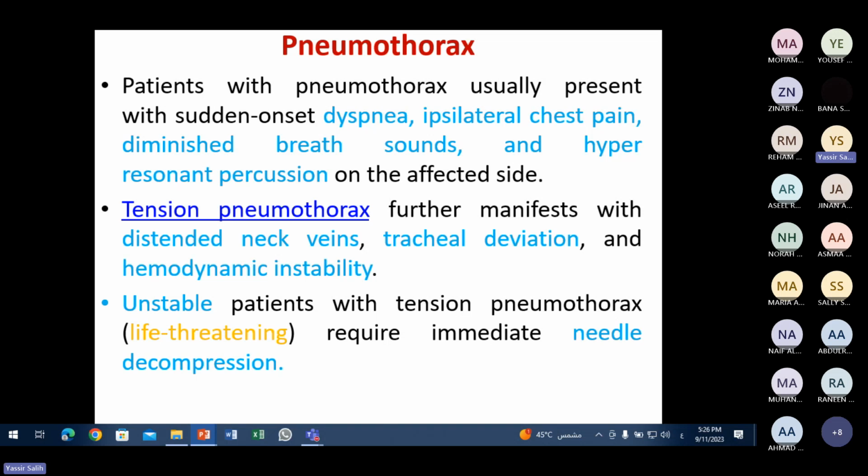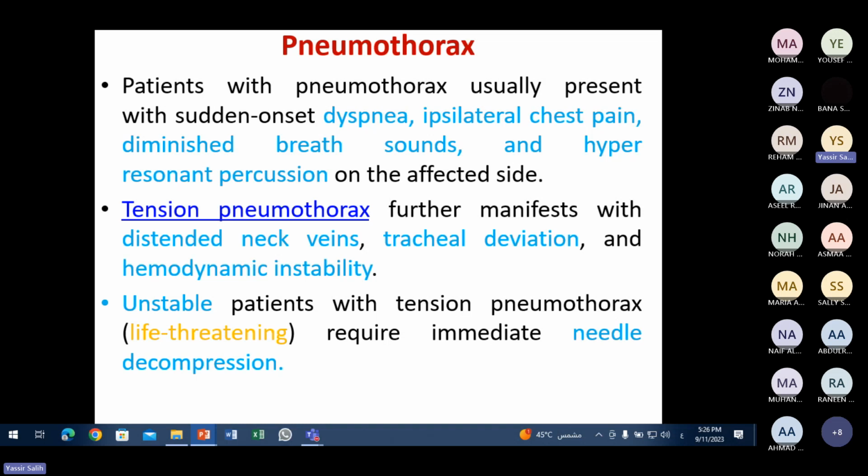Hyper resonant. By the way, on percussion, if the patient presents with massive pleural effusion, what is the finding on percussion? Dullness on percussion. Yes, because there is increased dullness, they call it stony dullness. But in pneumothorax there is hyper resonance because there is air. So there is hyper resonance on percussion on the affected side.